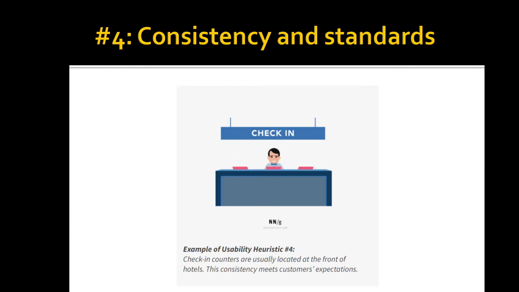So, an example of usability heuristic number 4. Check-in counters are usually located at the front of hotels. This consistency meets customers' expectations. So if you are a customer, you would expect that the check-in counters will be at the front of the hotels because that's the standard. So if you have a hotel, then you should always place your check-in counter at the front of the hotel. So that's following the standards.